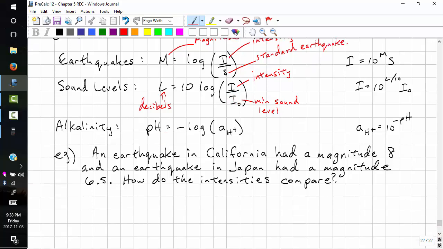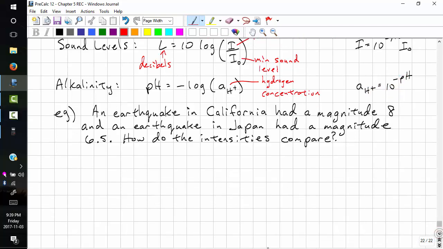And finally, alkalinity, pH, is negative log of the hydrogen concentration. And if you want the inverse formula, the hydrogen concentration is 10 to the power of minus pH. Okay, let's look at some problems.